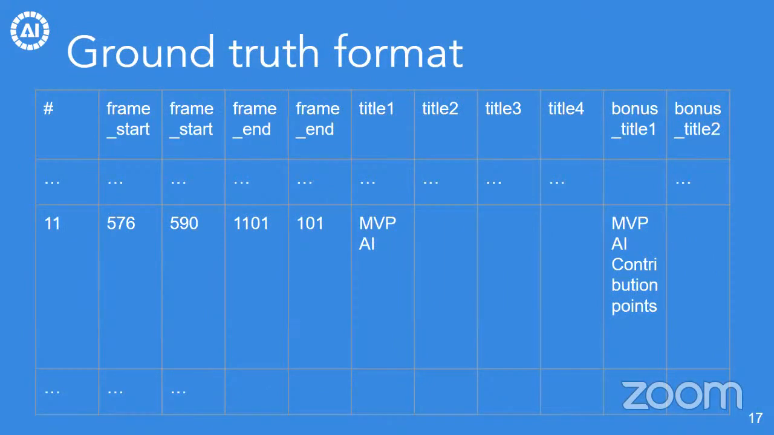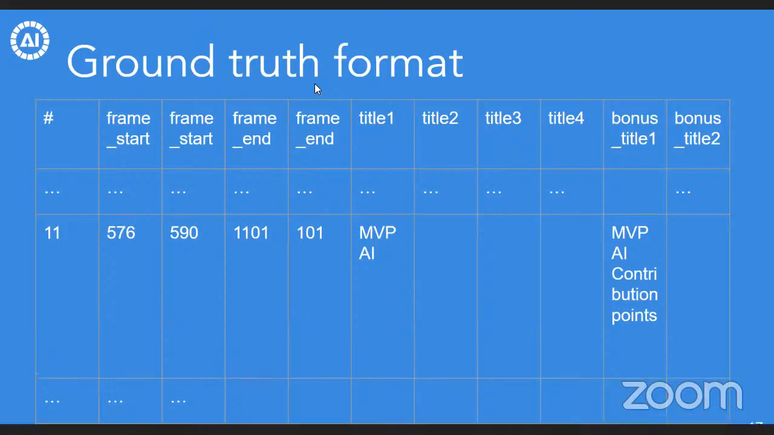The ground truth format is basically a format which is going to be put in the dataset and can be used for training and evaluation. So we have several columns here. The second column and the third column define the starting of a slide. I mean the beginning of a slide.